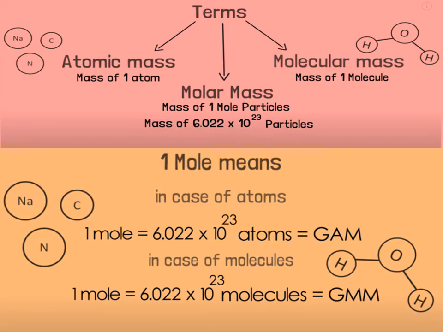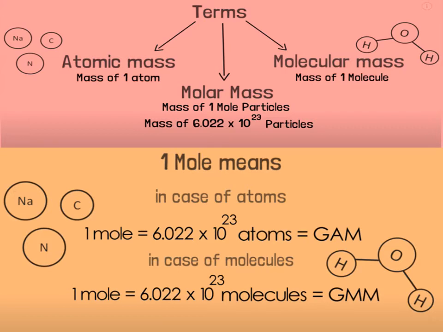First of all, what do you mean by atomic mass? The mass of one atom is called atomic mass, for example hydrogen or oxygen. Second, on the right hand side we have molecular mass. It is the combination of two or more atoms. We can have an example of hydrogen plus oxygen. Then we have molar mass, which we are going to learn.